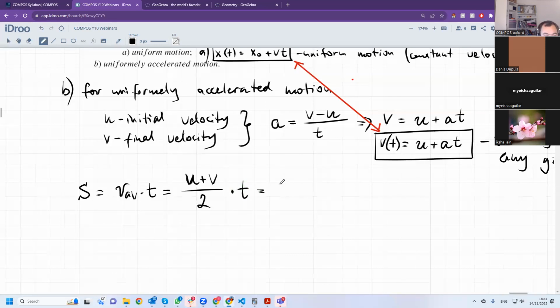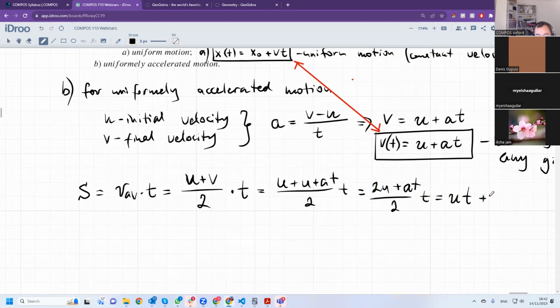And if you plug that in, u plus v, and we know that v is u plus at, divided by 2 times t. So that is 2u plus at divided by 2 multiplied by t, which gives you ut plus 1/2 at squared. If you simplify this, at divided by 2 times t is 1/2 at squared, which looks very familiar. Well, it should look familiar. Plus 1/2 at squared.